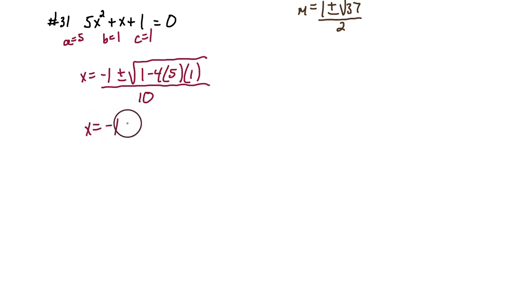Now let's do a little bit of work inside the square root. 4 times 5 times 1 is 20. And 1 minus 20 is negative 19. This is all over 10. Earlier this year, we discussed that you can't find the square root of a negative number over the set of real numbers. We'll be able to do this when we study imaginary numbers, but at this point in time, we're going to say there are no real solutions. This is when you put empty set, meaning no real solutions.